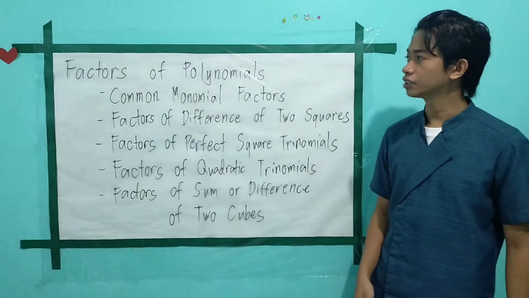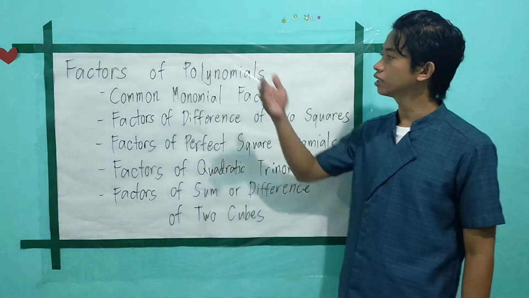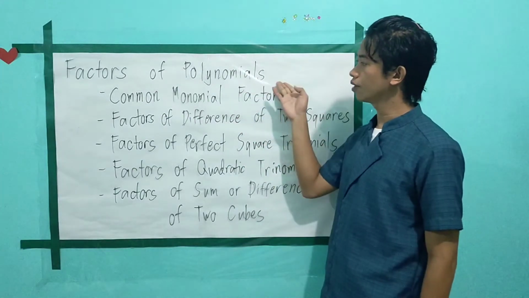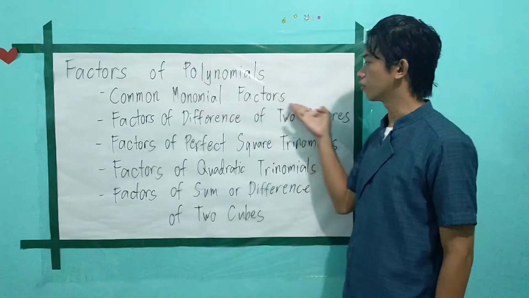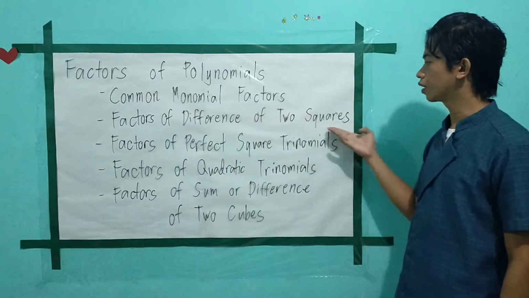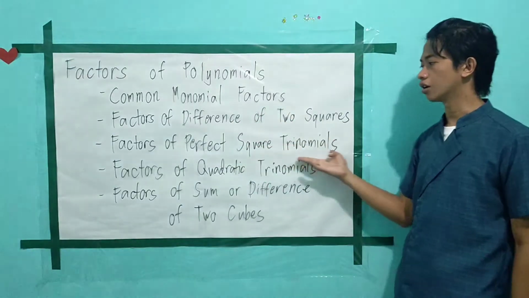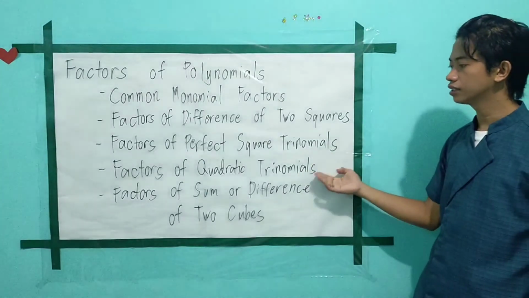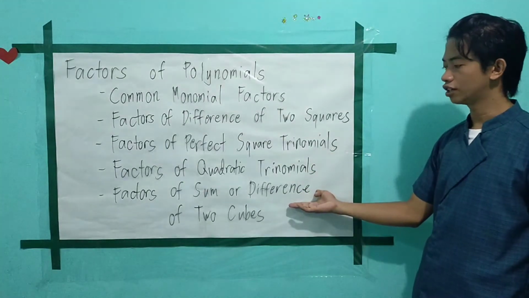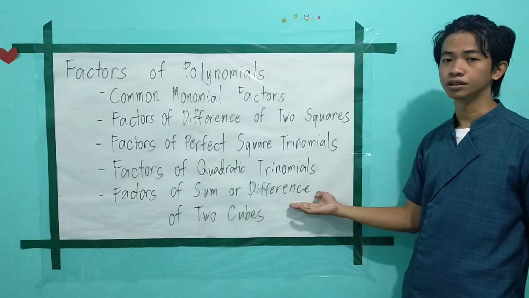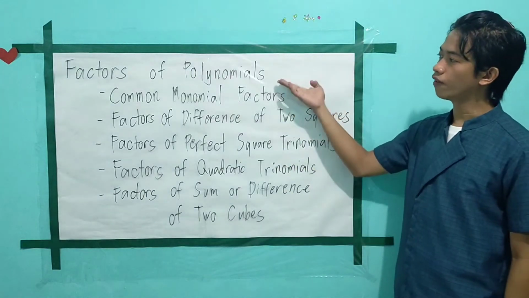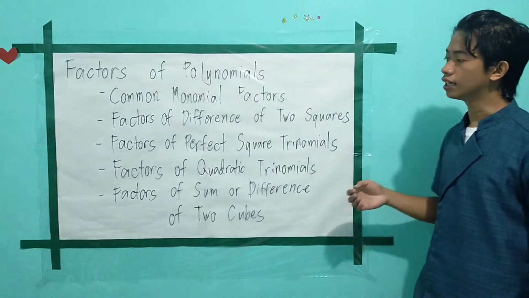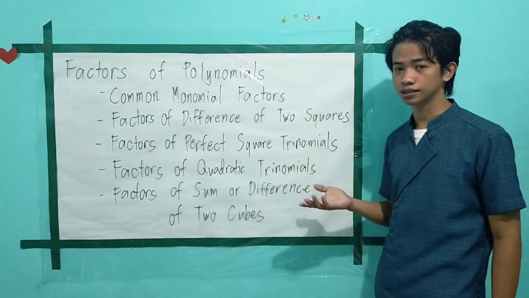So your first lesson for this quarter is factors of polynomials. Under factors of polynomials, we have common monomial factors, factors of difference of 2 squares, factors of perfect square trinomials, factors of quadratic trinomials, factors of sum or difference of 2 cubes. So these 5 factors of polynomials will be discussed one by one in our next videos.